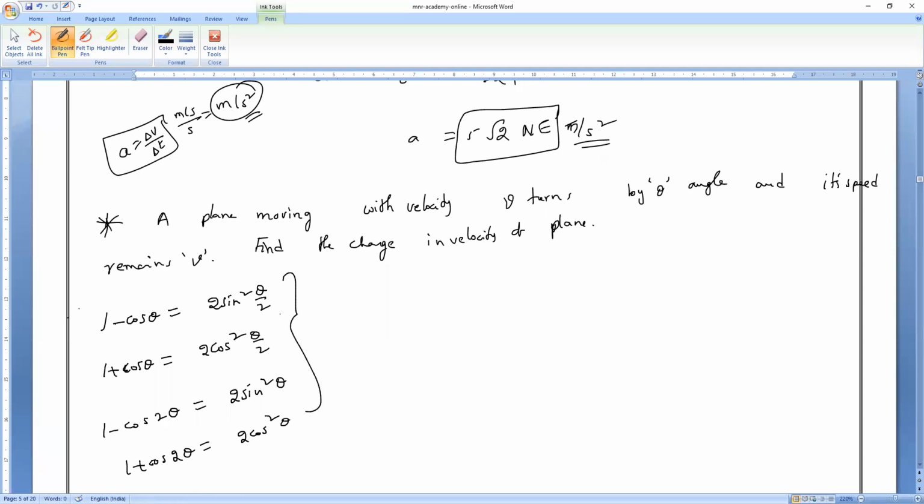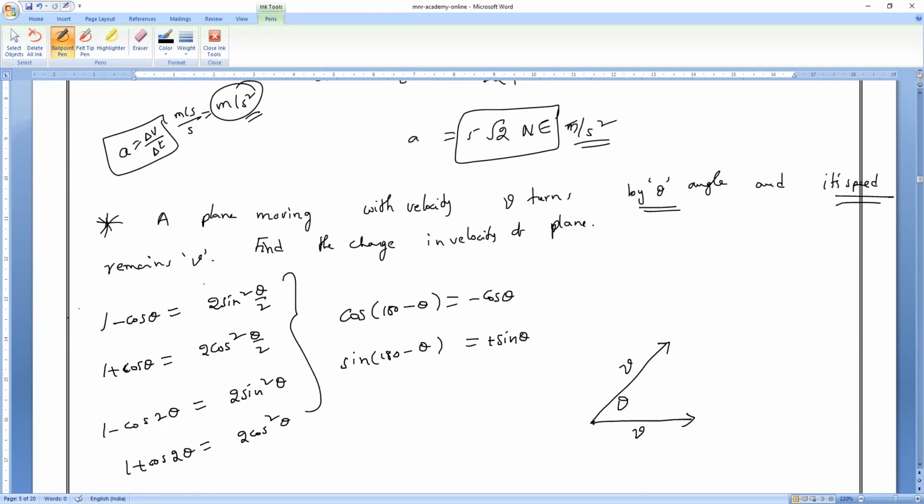It is very important. Already I taught you, cos of 180 minus theta is equal to minus cos theta, and sin of 180 minus theta is equal to sin theta. That is what you have to remember. Now, a plane is moving with a velocity v in some direction. It has taken a turn by some angle theta, and after turning the speed remains v. Is it right or wrong? Now they are asking to find the change in velocity of the plane.